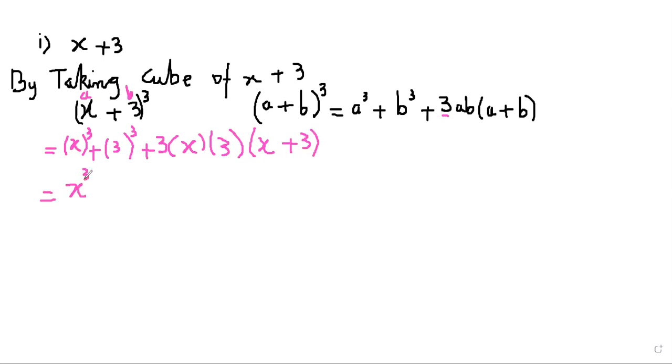Now the second step would be, we are going to open. X cube will be x cube, and 3 3s are 9, 9 3s are 27. This 3's base is 3, so this 3 will be multiplied by itself, 3 times. Then 3 3s are 9 and 9x, and then x plus 3.